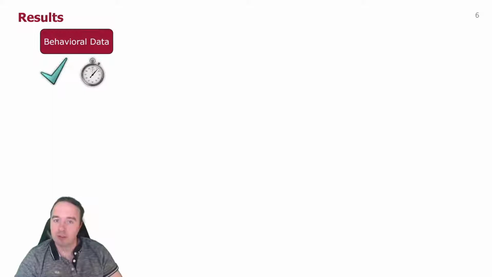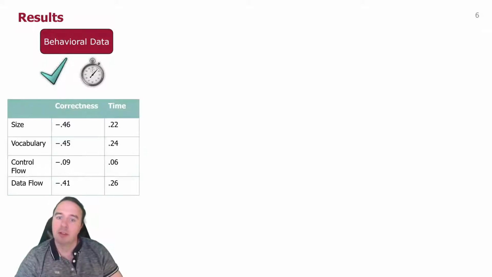So when we correlate the complexity metric values with the observed behavior, we see mostly small, some medium correlations, except for control flow, which essentially had no predictive power. This is in line with previous research that there's a little bit of truth behind complexity metrics, but it's not particularly close to actual behavior.